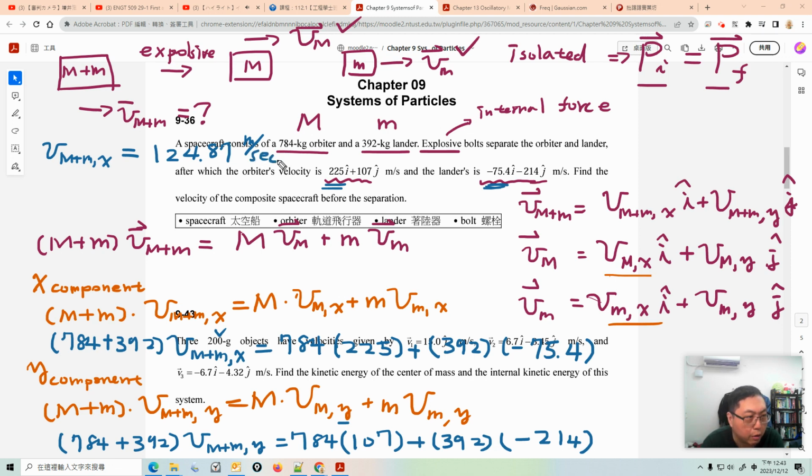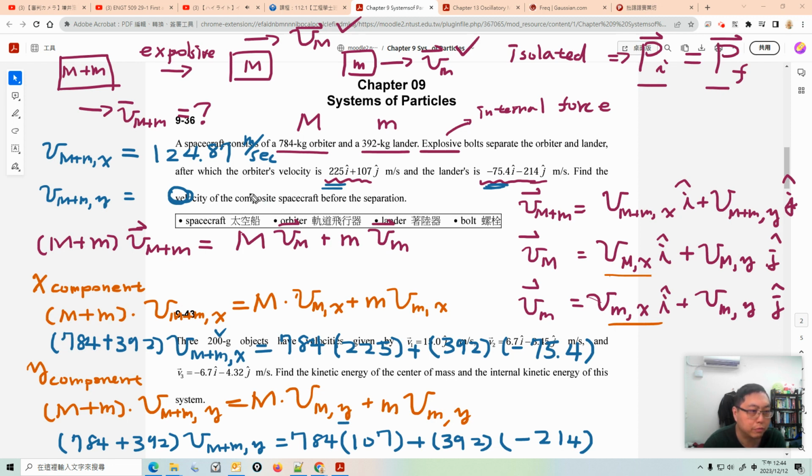Okay, and what's v_(M plus m)y? Let's use the calculator. 784 times 107 minus 214 times 392. Yeah, that's exactly 0. Okay. So the x component of the spacecraft is 124.87 meters per second, and the y component of the spacecraft before the explosion is 0. So yeah, there's no y component.